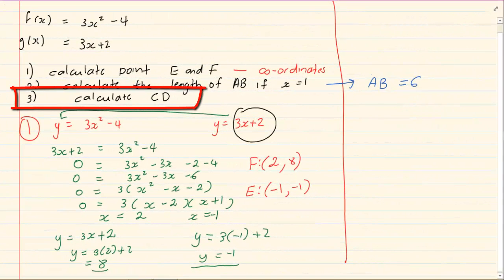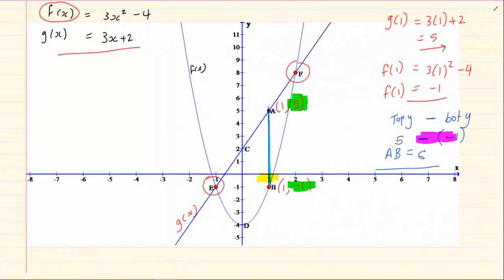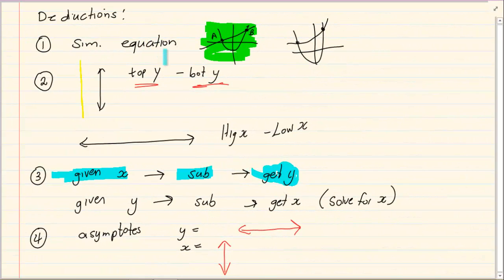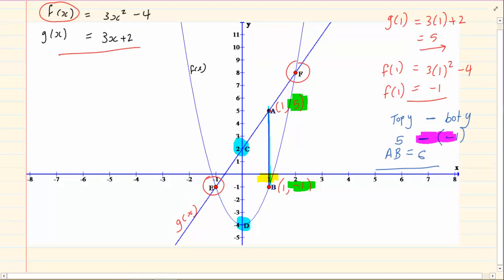Now they say calculate CD. Where is C and where is D? Again, if you look, it is again a vertical length, which means the top y minus the bottom y. What is the top y? The top y is 2. Minus, what is the bottom y? Minus 4. Be careful with your sign. So we've got 2 plus 4, which is equal to 6. The length of CD is equal to 6.